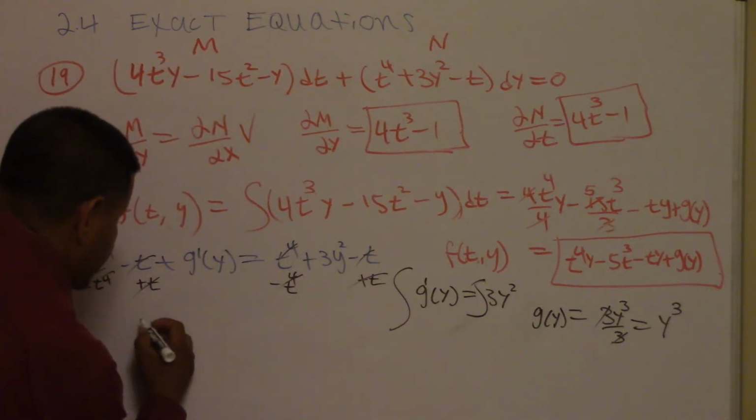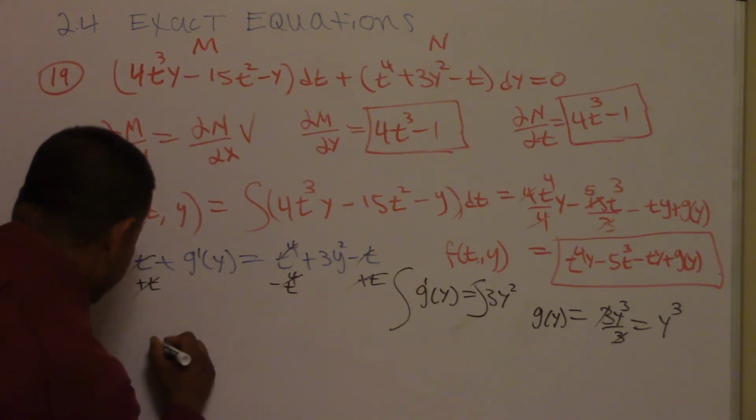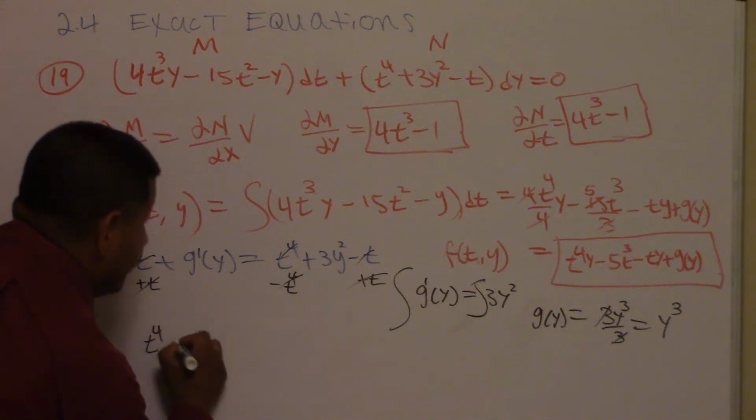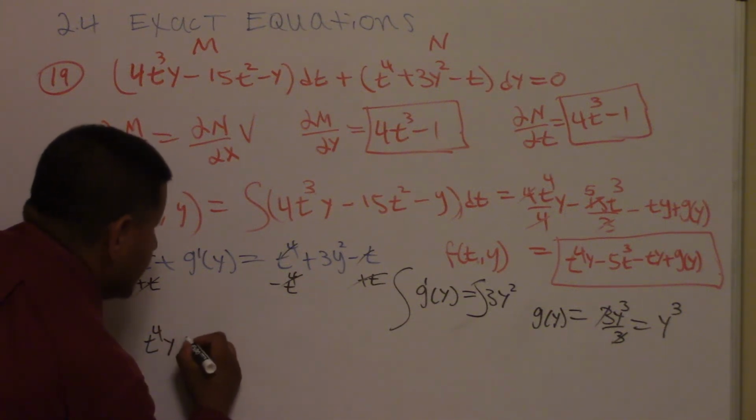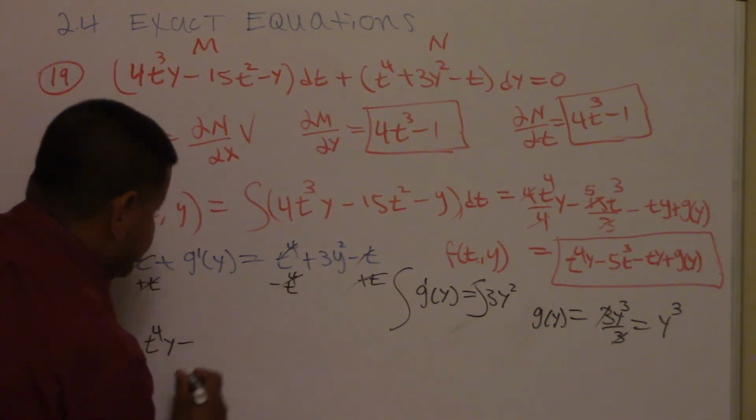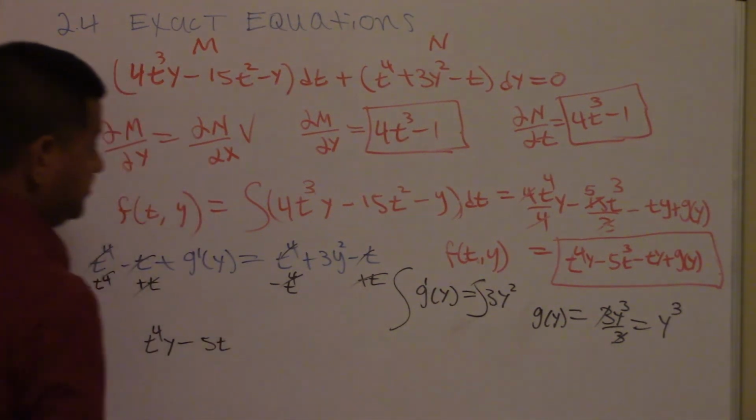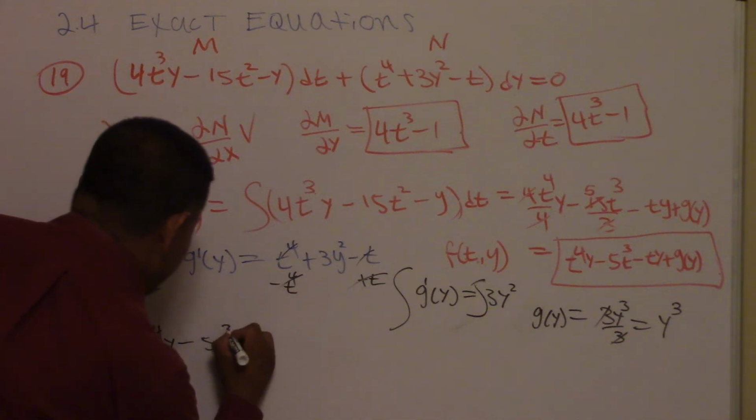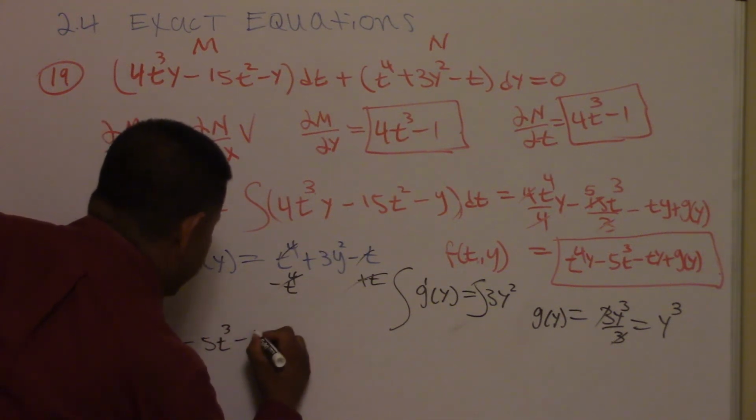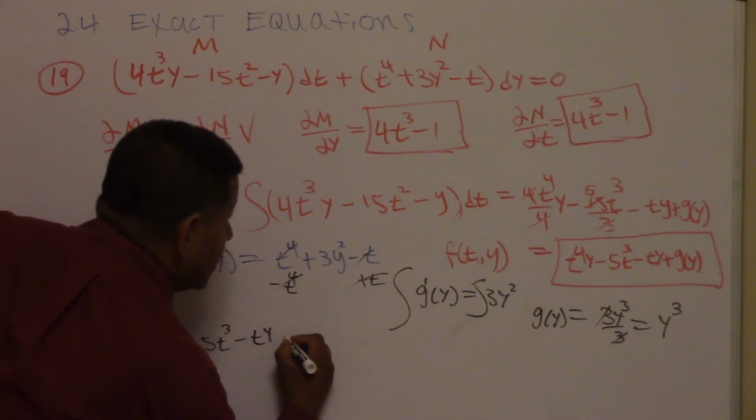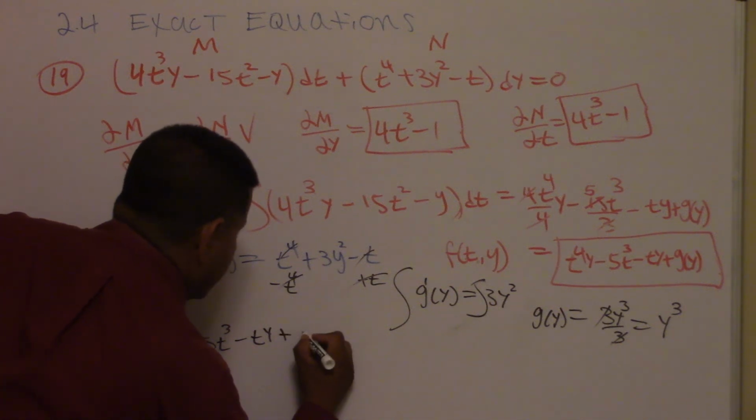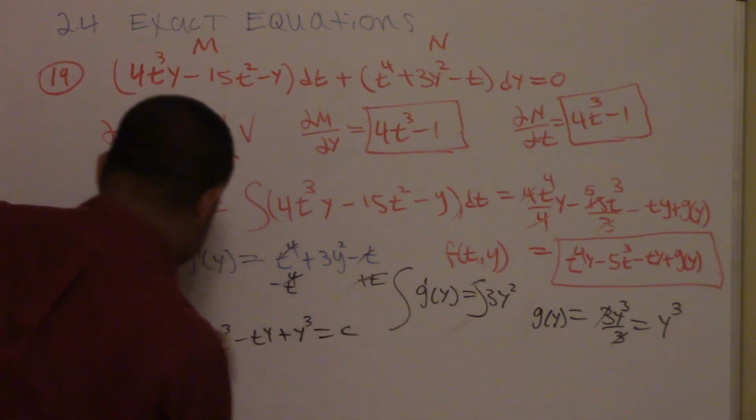The final answer is going to be equal to t to the fourth y minus 5t cubed minus ty plus y to the third power equals z. That is the answer.